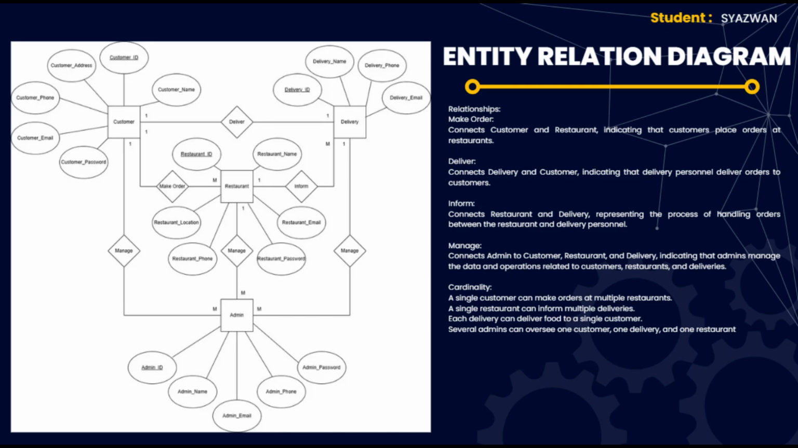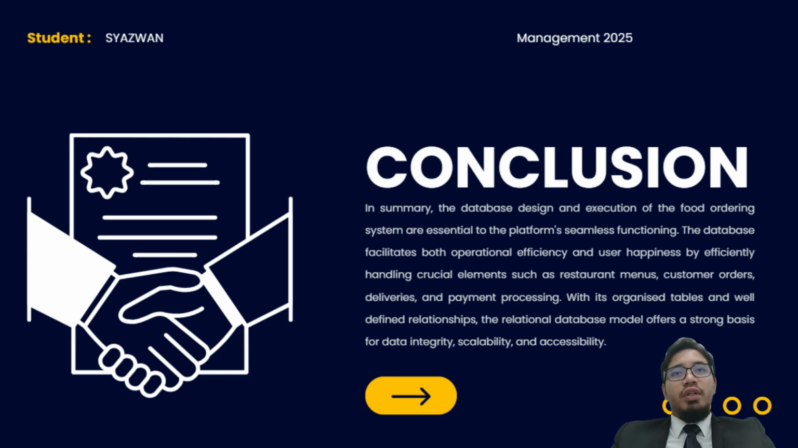For example, between customer and admin, the relationship is manage. It means that admin can manage anything from customer data to ensure that customer can use the software or the system with no problems.